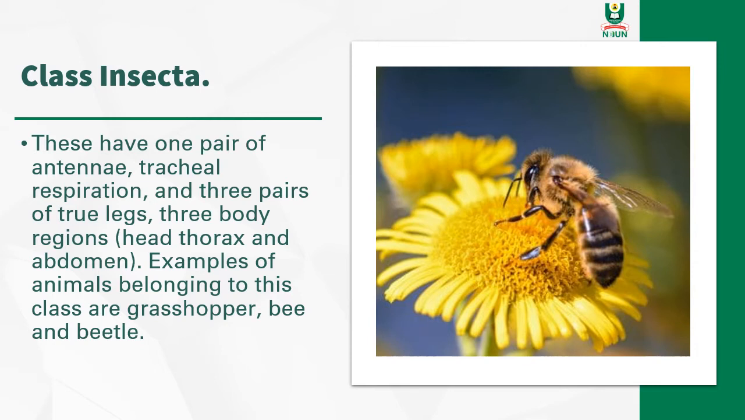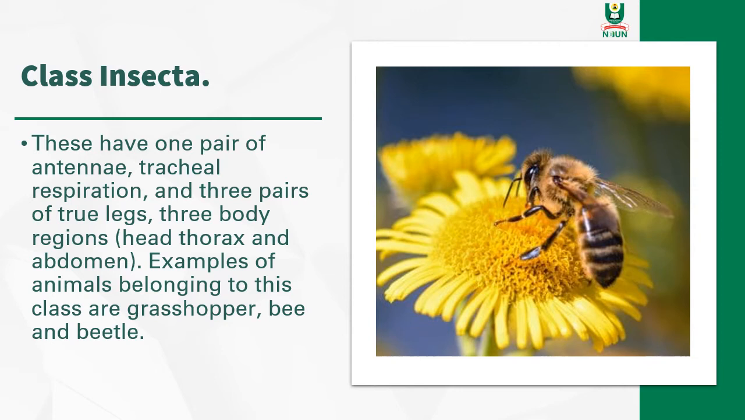Okay, that is the antenna. Then tracheal respiration. They respire through the trachea, and they have three pairs of legs. You can see by the side here, this is one pair, one on each side. So this is one, this is two, this is the third one. So we are talking of 6 legs all in all.